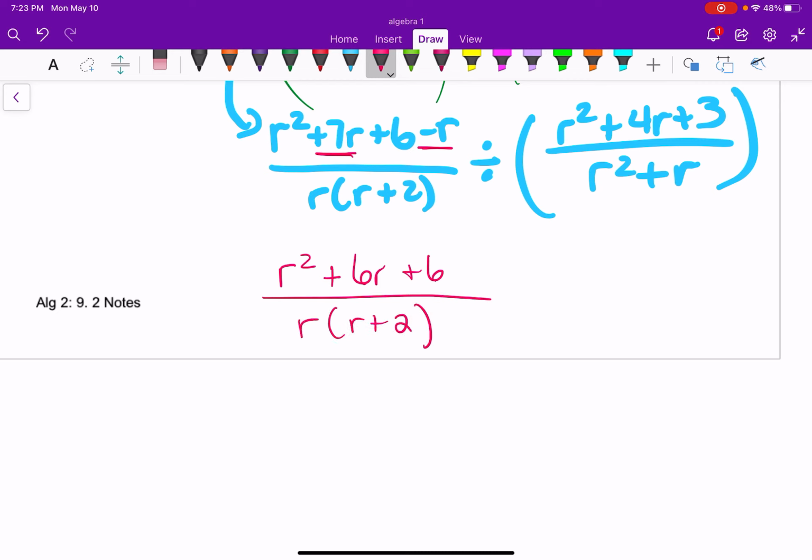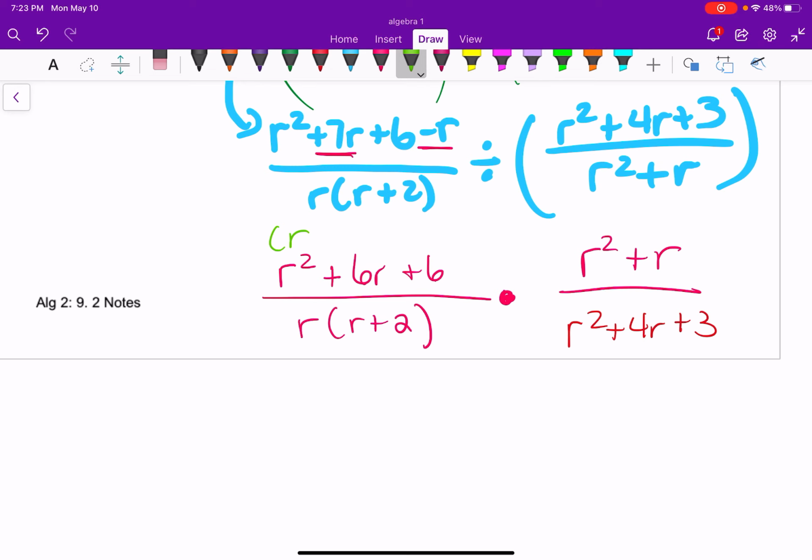I'm going to leave that. I'm going to change this to multiplication, and I'm going to flip this chunk over. Actually, here's what I like to do. And then it's going to be r squared plus 4r plus 3. Well, none of the chunks match right now. That much we can factor. So let's see, I'm going to factor this numerator.